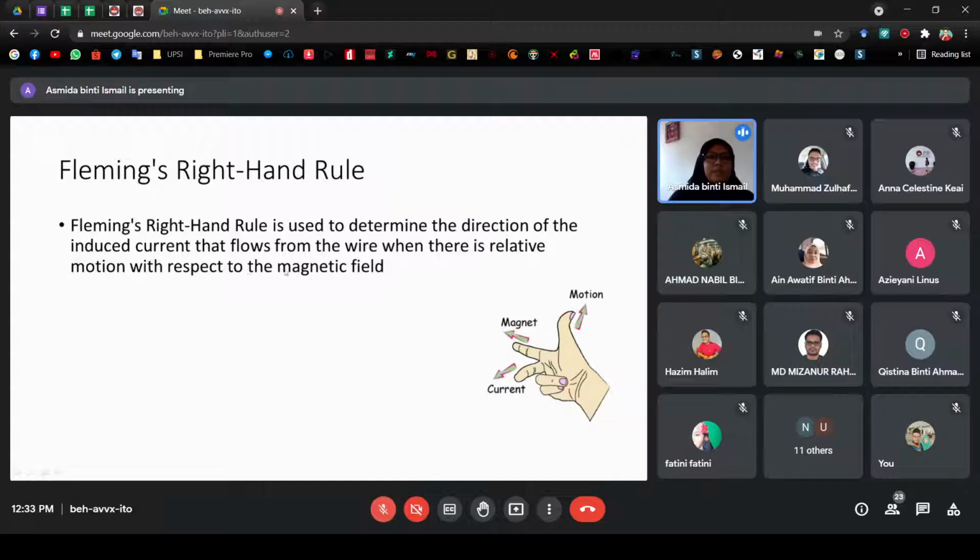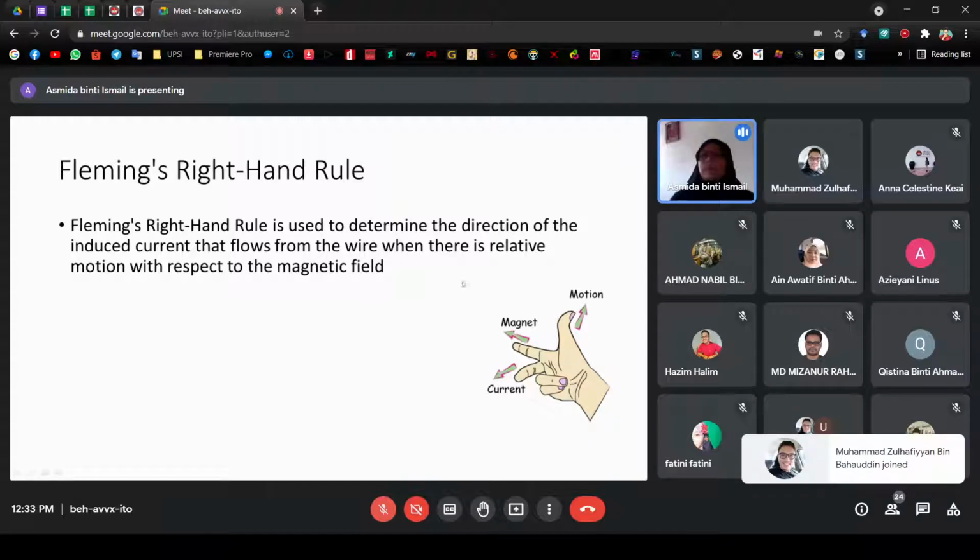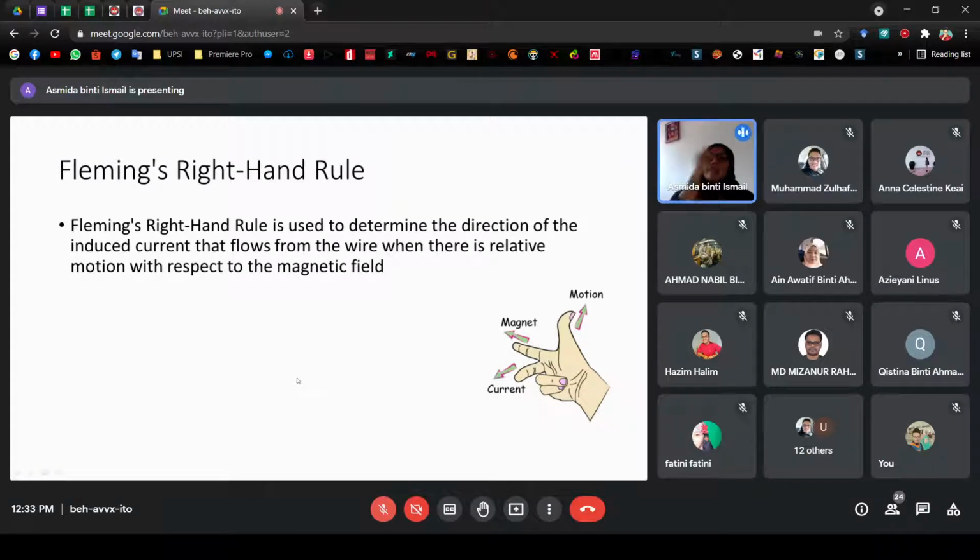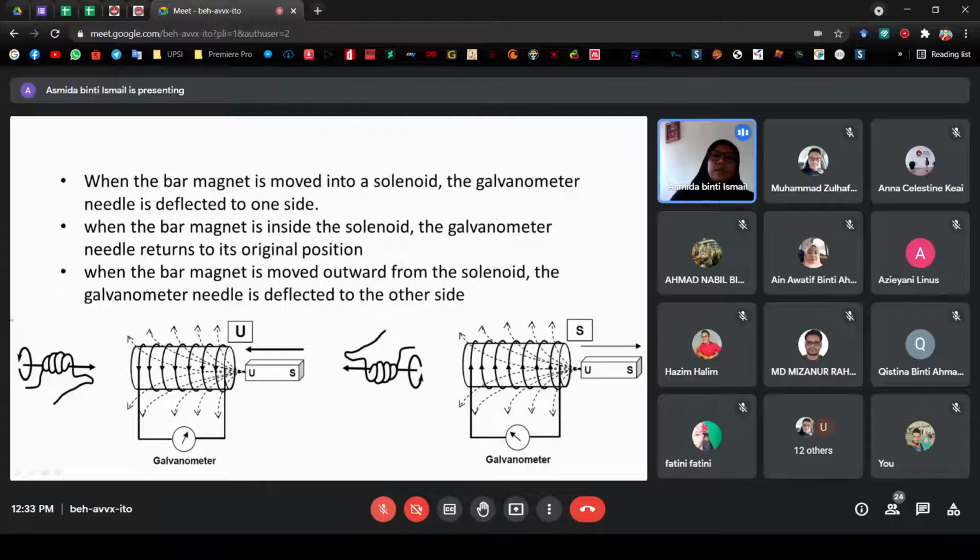Fleming's right hand rule pula is used to determine the direction of the induced current that flows in the wire when there is a relative motion with respect to the magnetic field. The Fleming right hand rule we use for the induced current. When the magnet bar is moved into the solenoid, the galvanometer needle is deflected to one side.